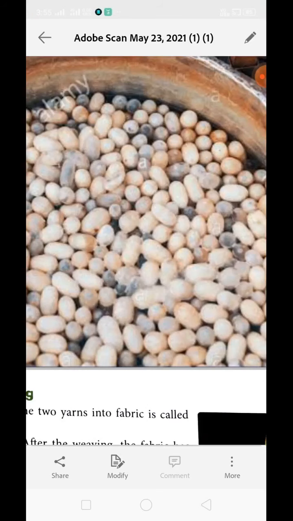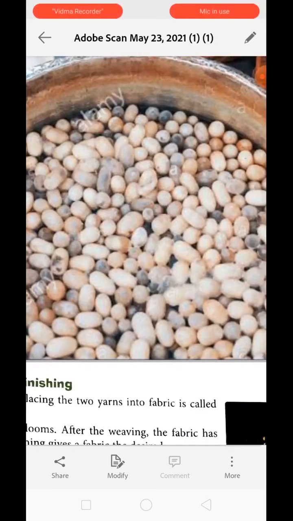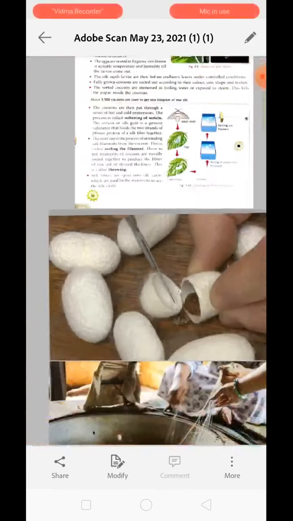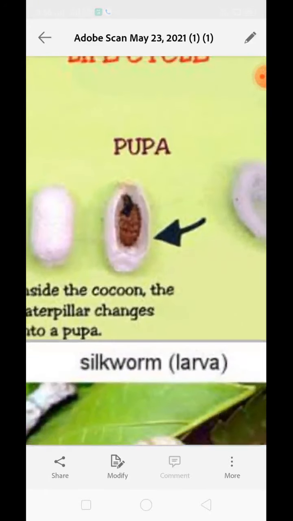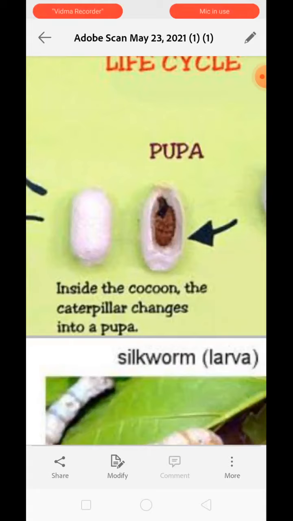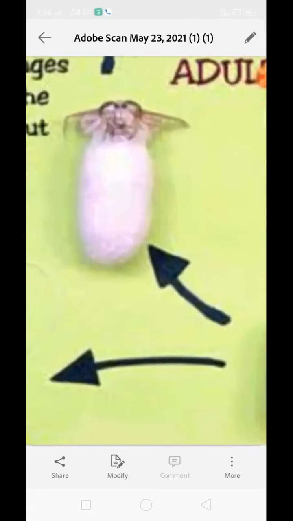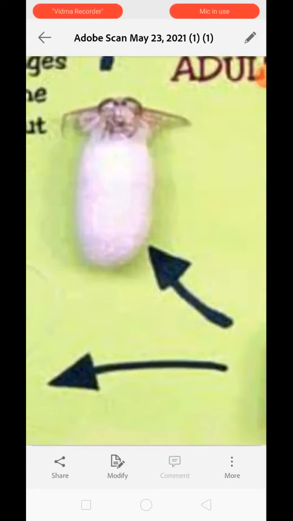Understood? Now the sorted cocoons are immersed in hot boiling water so that the pupa inside can die. You can see in this diagram that every cocoon has a pupa inside. We need the pupa to die, because if it does not die, what will happen? It will break the cocoon, and in this way the silk filament will get broken. So we expose them to steam, or we can immerse them in boiling water. About 5,500 cocoons are used to get only 1 kilogram of raw silk. Understood?